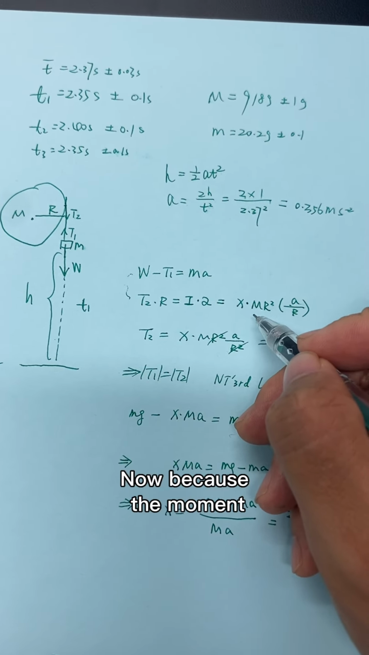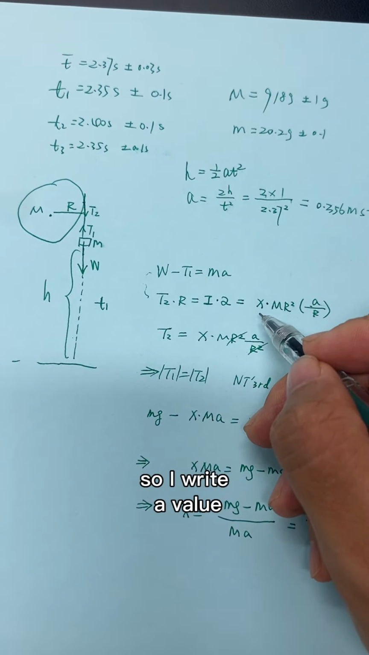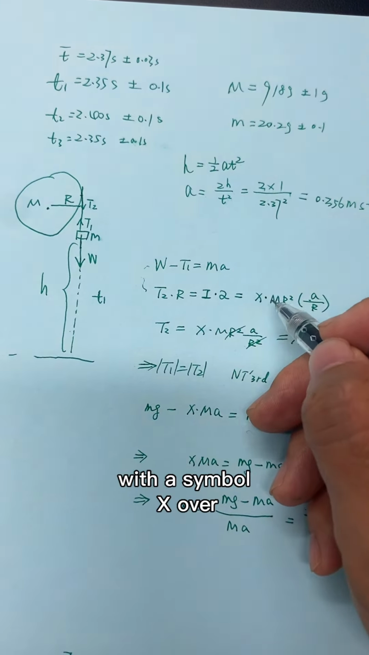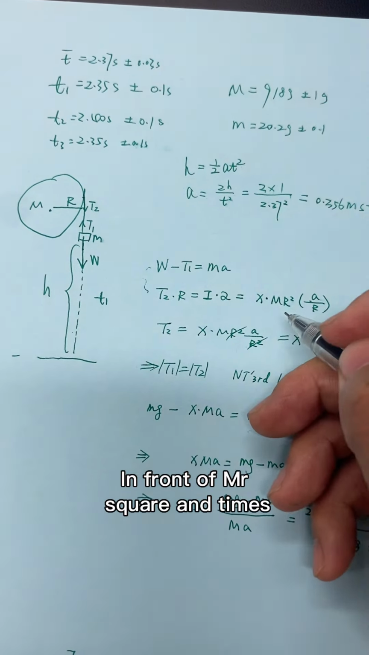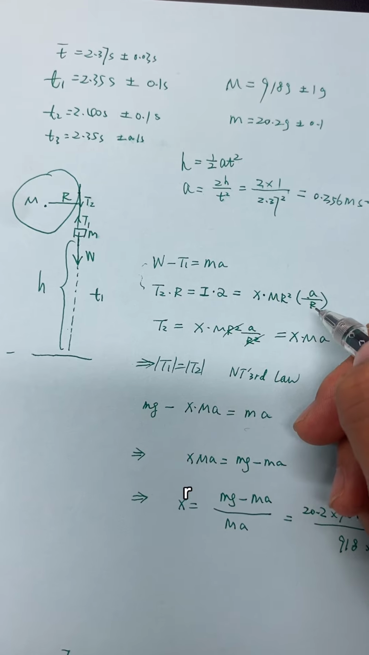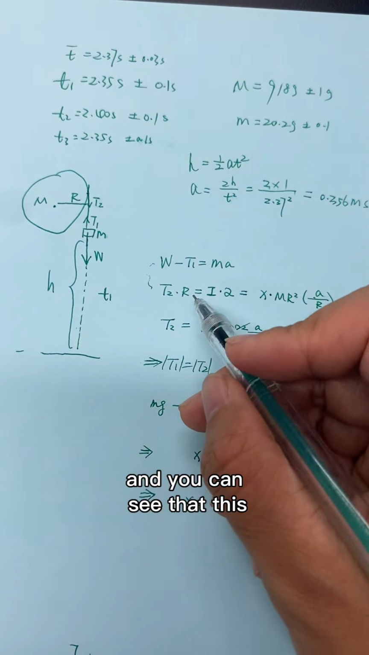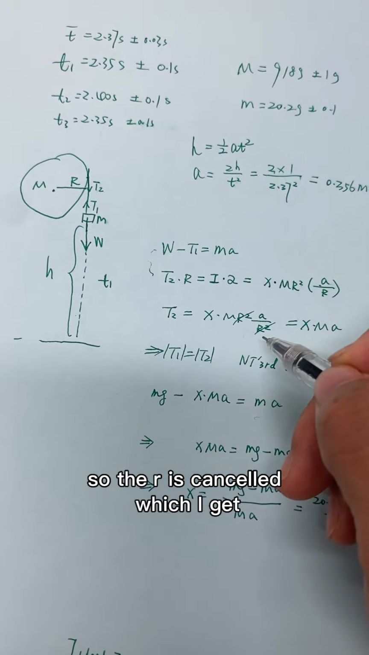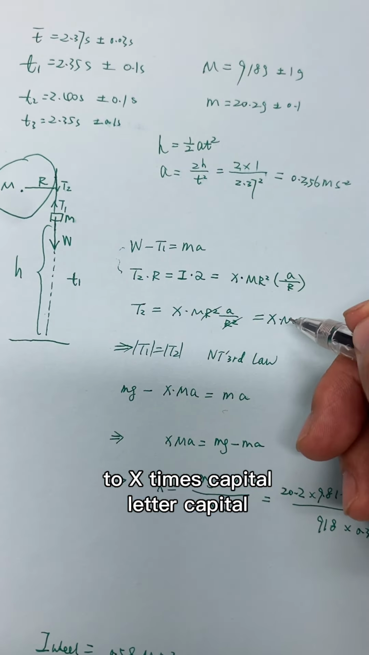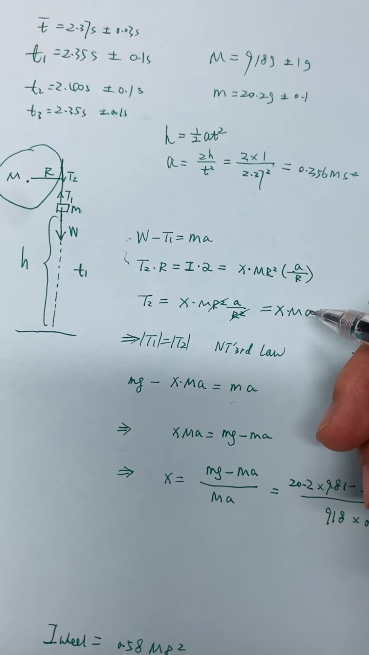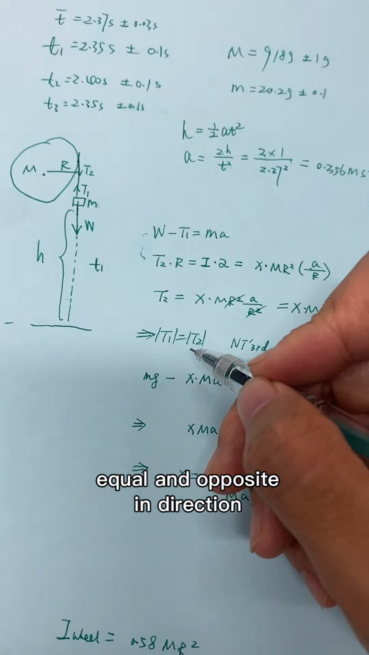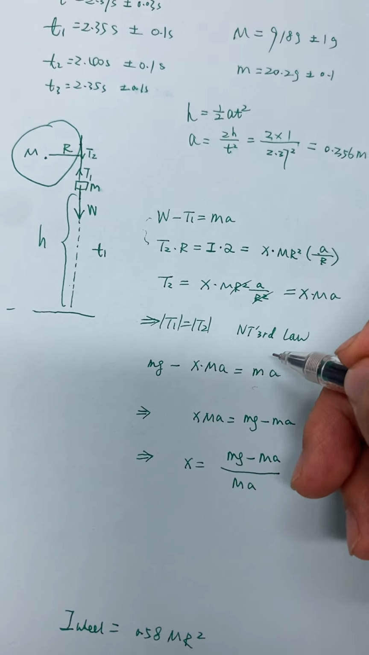Now because the moment of inertia of the wheel is unknown, I write it with a symbol x in front of MR squared, and times linear acceleration divided by radius R, and you can see that this R is cancelled. So the R is cancelled, which gives tension T2 equals x times capital M times a, because T1 and T2 are exactly equal and opposite in direction according to Newton's third law.